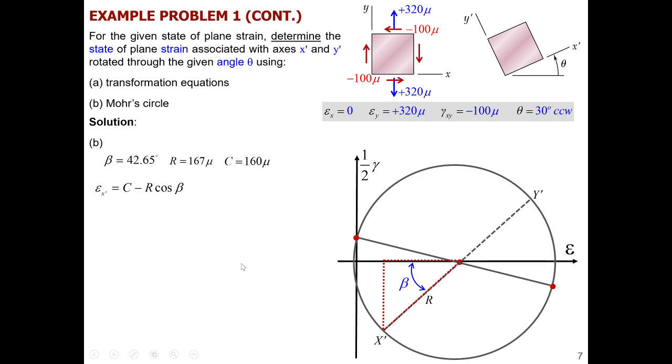And so then I can write that this small tiny part, that will be actually our normal component of strain in x prime direction here, that will be the whole thing here, the length here, c, coordinate of the center, minus this smaller part, which is the radius multiplied by cosine beta. So we can do that, right? So substitute things that we already know. And so then we obtain that we have epsilon x prime equal to 36.7 microstrain. And then we can compare to what we calculated with transformation. Should be the same number unless we made a calculation mistake.